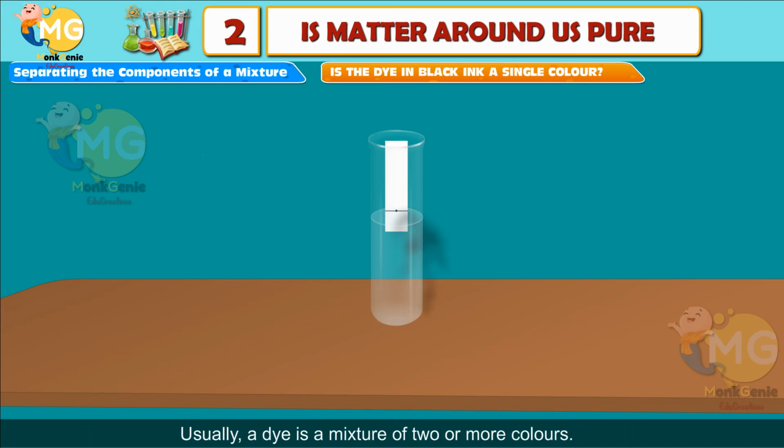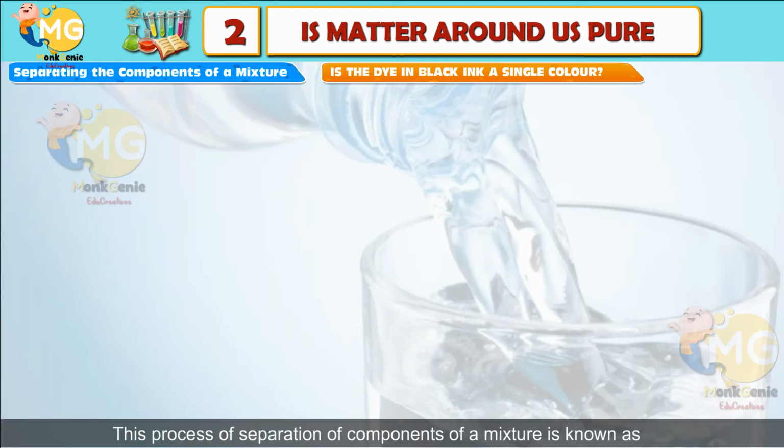Usually, a dye is a mixture of two or more colors. The colored component that is most soluble in water rises faster, and in this way the colors get separated. This process of separation of components of a mixture is known as chromatography. Chroma in Greek means color. This technique was first used for separation of colors, so this name was given.